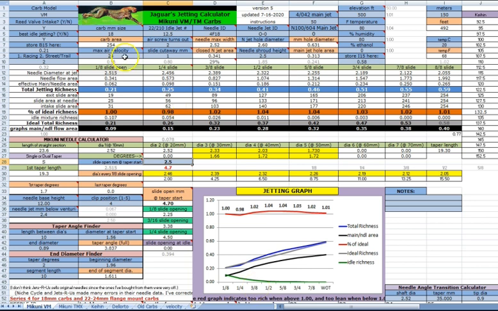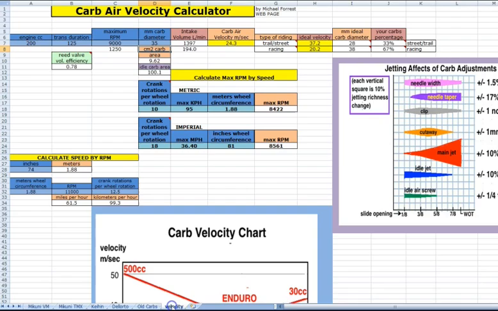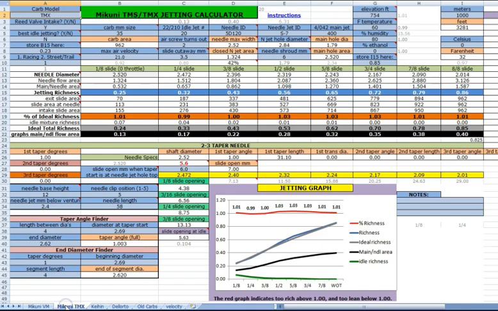The max air velocity is only used for the calculation of the idle, and that is determined by the data you put right here, and it gives you the carb air velocity right here at maximum RPM. And if you don't know the transfer duration, put 120 for a street bike or trail bike and 120 for a racing bike.